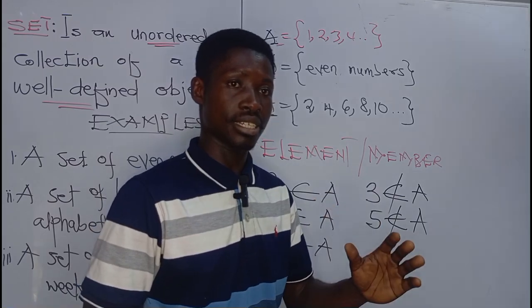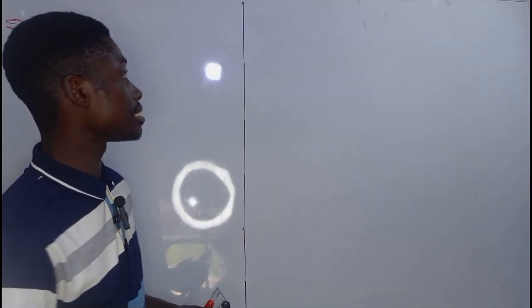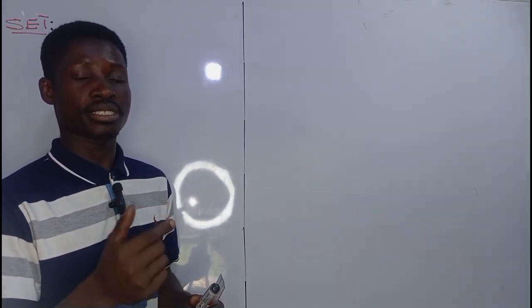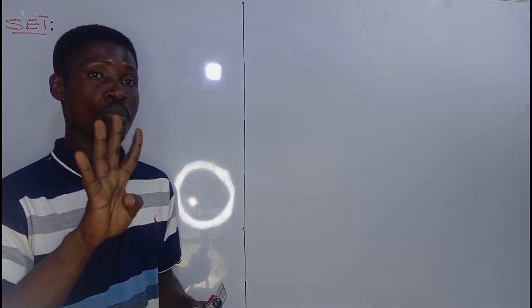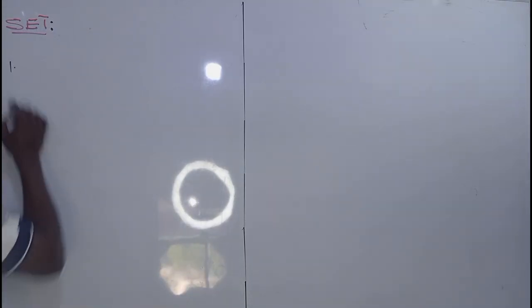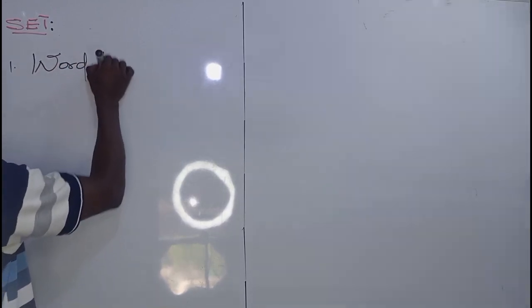Now the next thing that we shall be looking at in our next lesson is ways of describing or representing sets. With the ways of describing or representing sets, we are going to look at 4 main ways. And we are going to look at the first one, which is what? The word description.